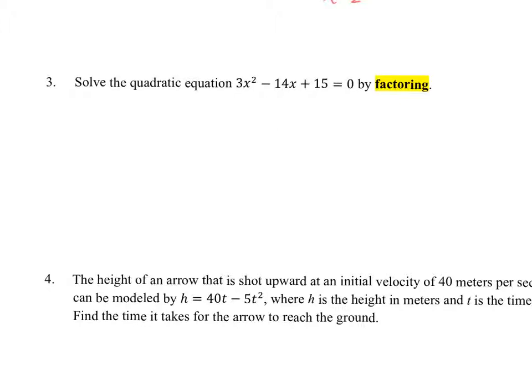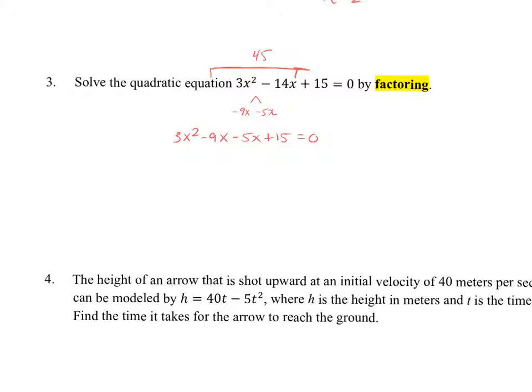So for this problem with solving by factoring, we actually need to use the AC method. 3 times 15 is 45. Two things that multiply to 45 that add to -14, the B, which would be -9x and -5x. So I write my four terms, 3x squared minus 9x minus 5x plus 15 equals 0.